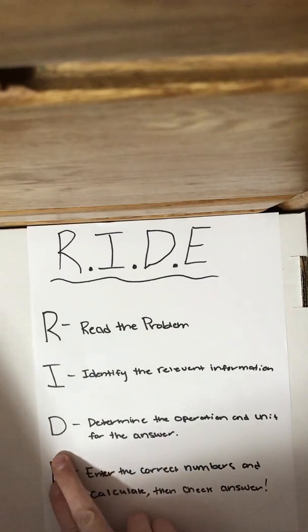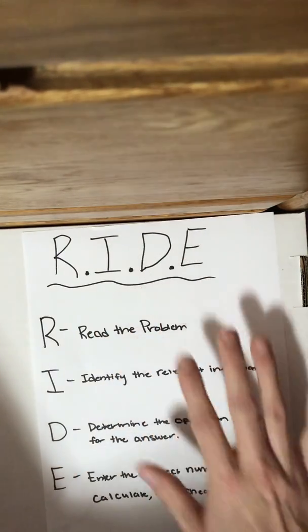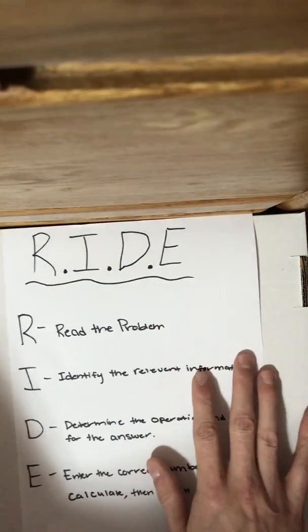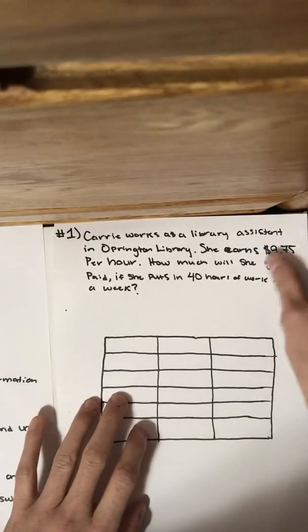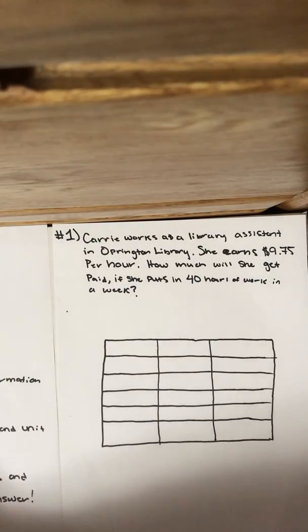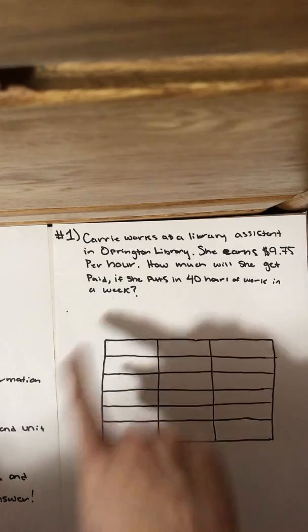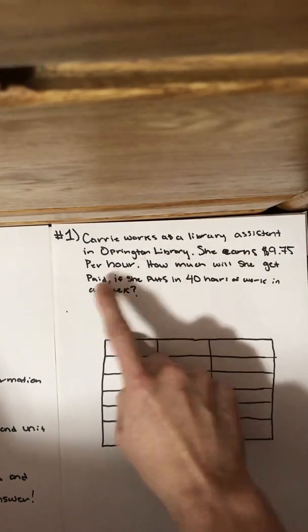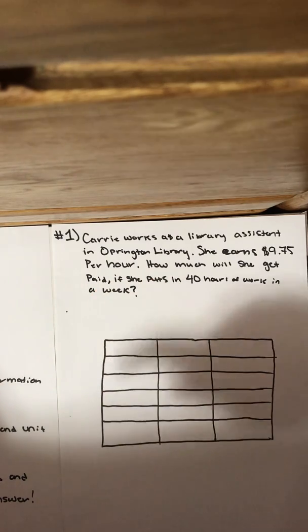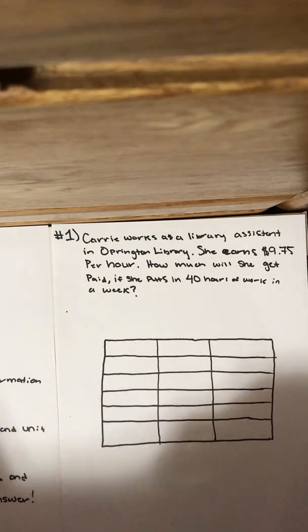So we're using this word to solve some math problems. It's kind of just like another little strategy to help you work through word problems, which can be difficult for students. So the first problem we have here states that Carrie works as a library assistant in Operington Library. She earns $9.75 per hour. So how much will she get paid if she works 40 hours in 1 week?